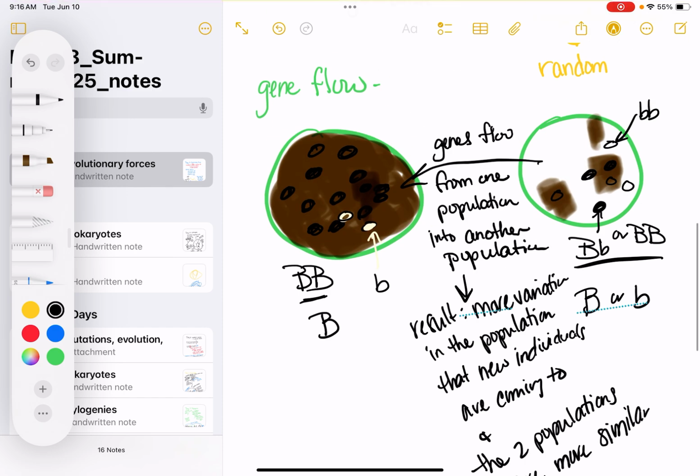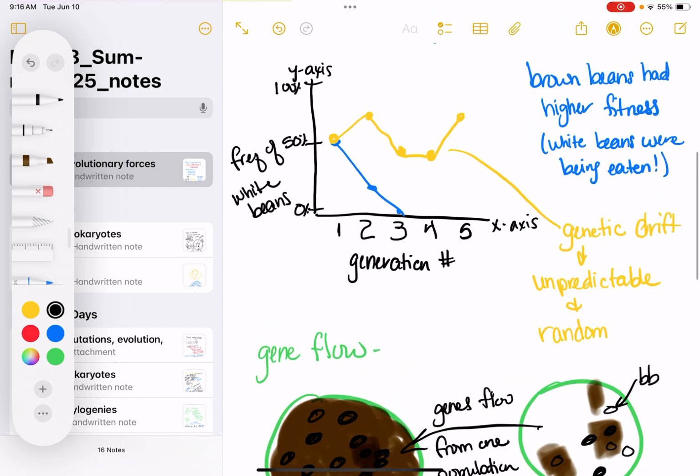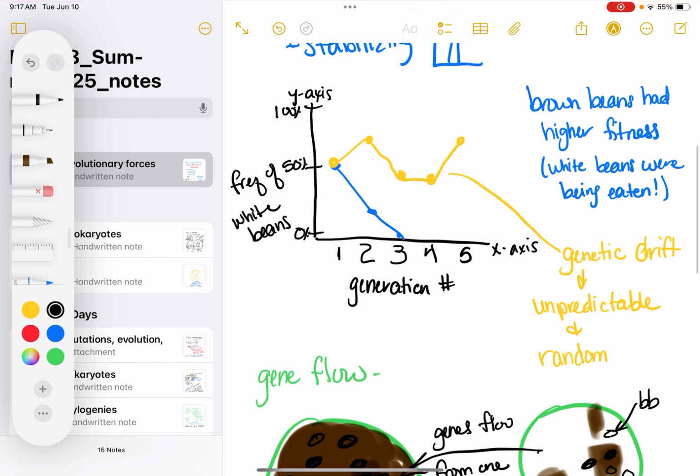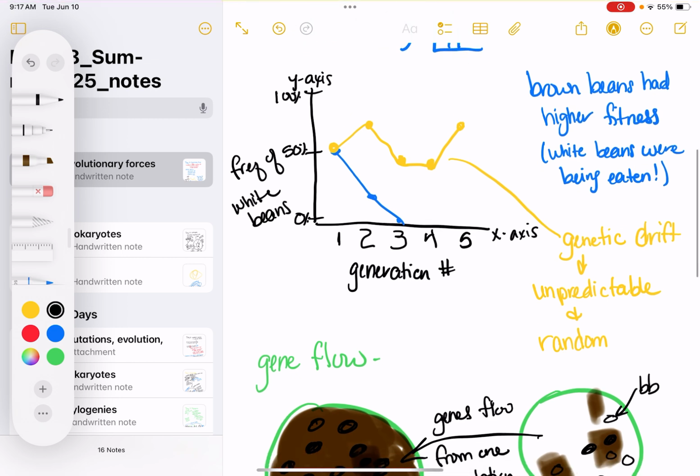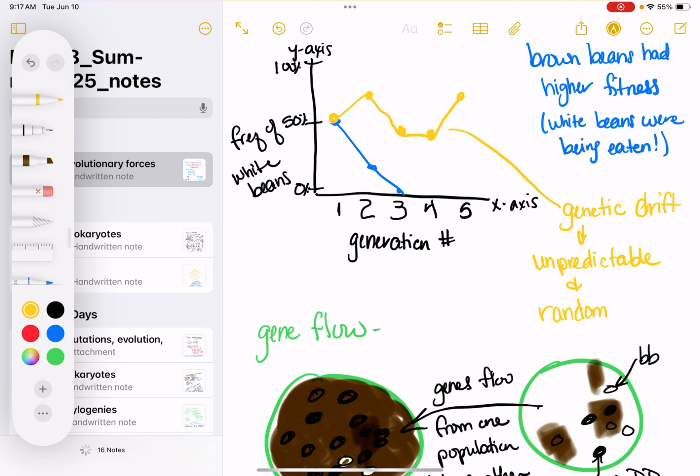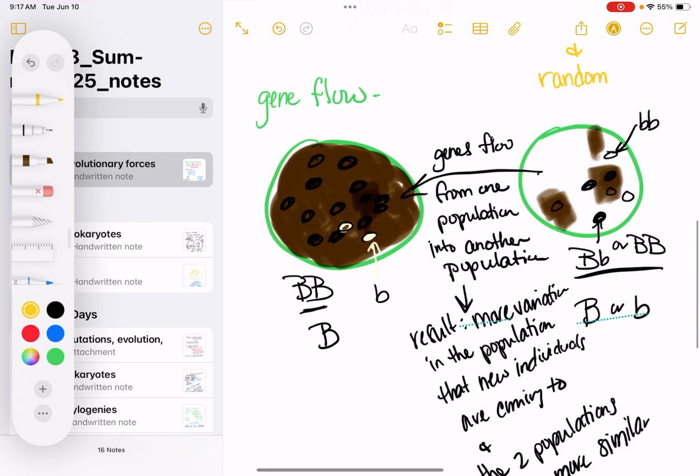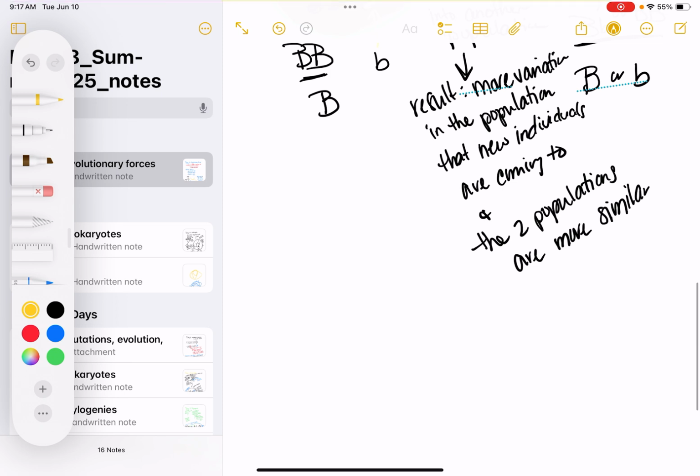Okay, and so a lot of times this will increase the variation that's present here. I wanted to go back for a little while actually to genetic drift though, and talk about some different cases of how genetic drift can happen. So one of the big ones that I want you guys to know about.